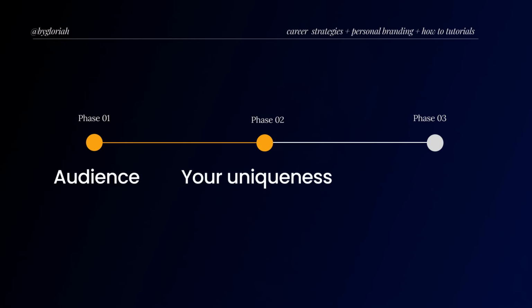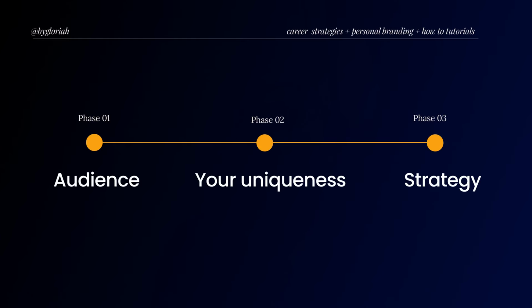So first things first, we're going to cover this video in 3 particular segments. We're going to talk about the audience, we're going to talk about your uniqueness, and then we are going to talk about your strategy. Because yes, you need to have a strategy backing your portfolio so that you communicate the right information to the right people about the right things.